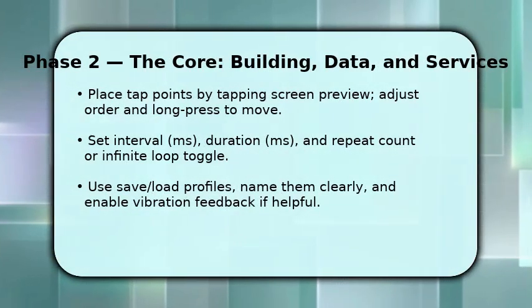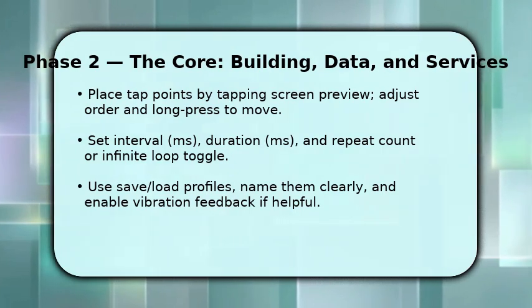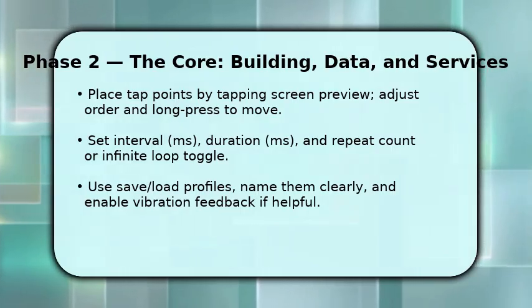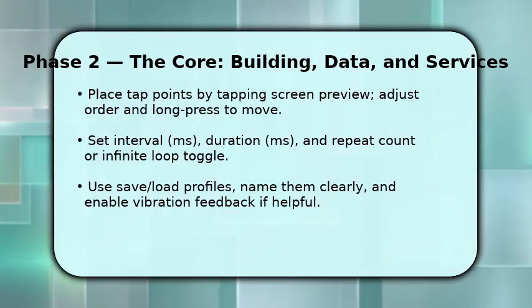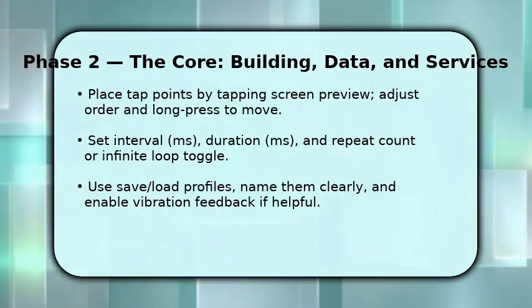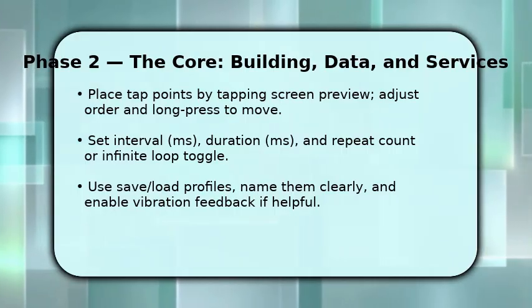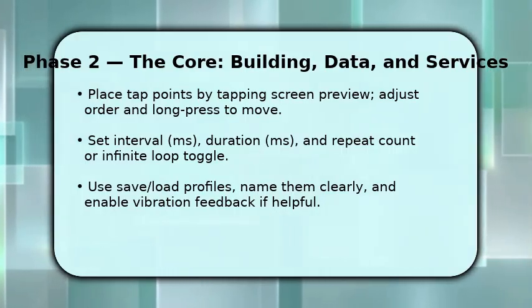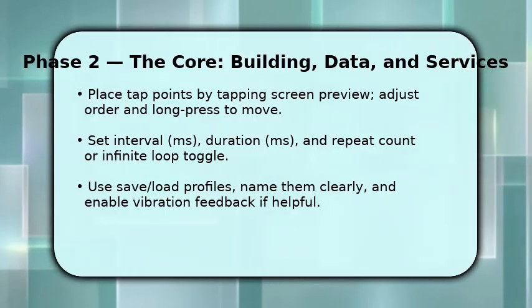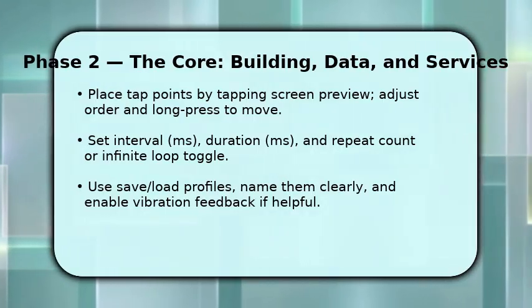Next, you build the actual tap sequence. Start placing points on the preview UI and reorder them if the action needs a specific flow, because order controls the script. Then set interval and duration in milliseconds. These values determine speed and reliability. Use repeat count for finite tasks or the loop toggle for continuous runs. Save the profile with a clear name so you can reuse it.